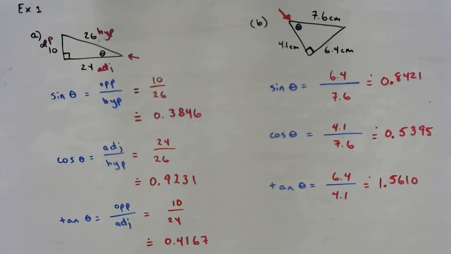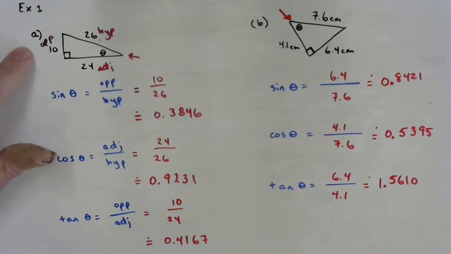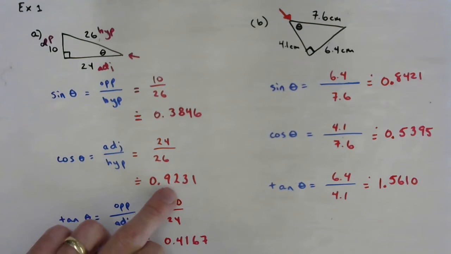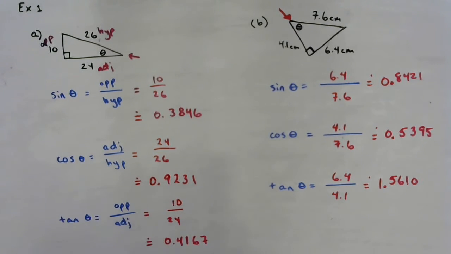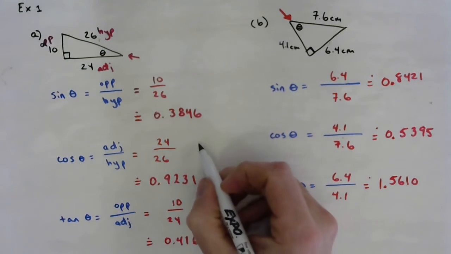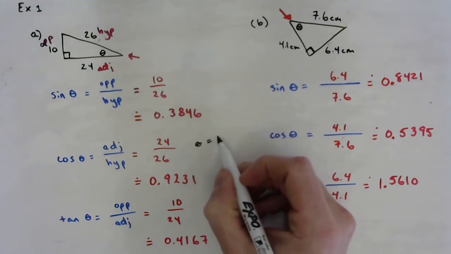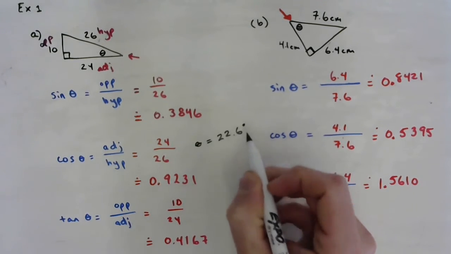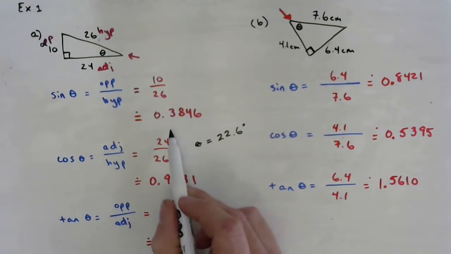Again, our next example is going to do this for us, but if I ever wanted to find out what angle theta actually is, looking back at A, let's take the cosine ratio, 0.9231. All I would have to do is take second function cosine, the inverse cosine of 0.9231. Enter. It gives me an angle of 22.6 degrees. So for this one, theta equaled 22.6 degrees.